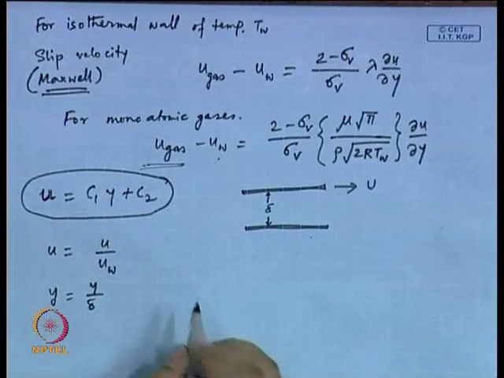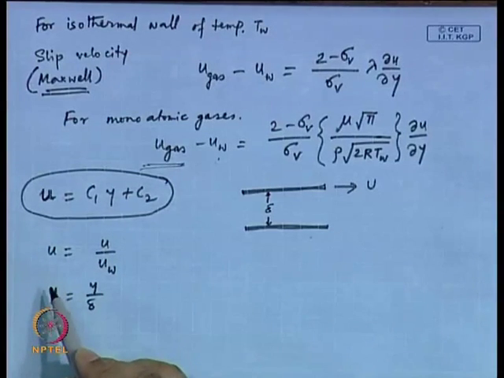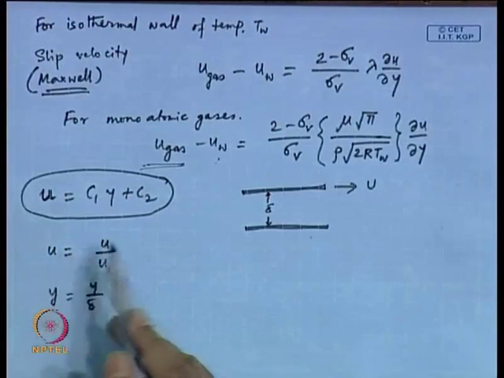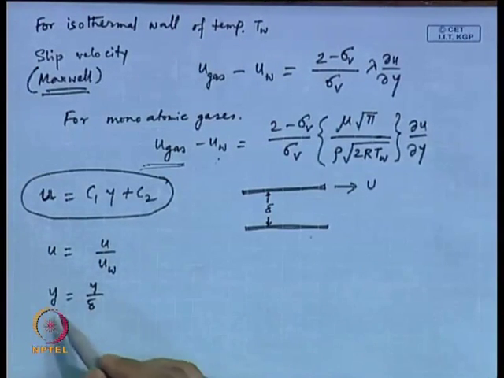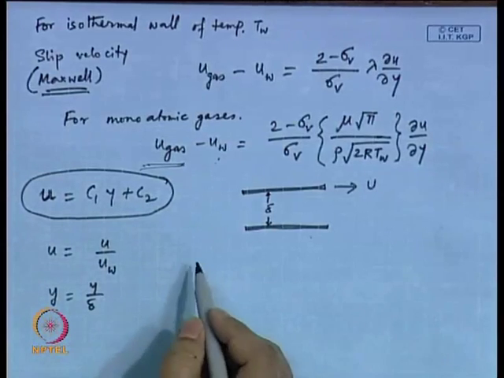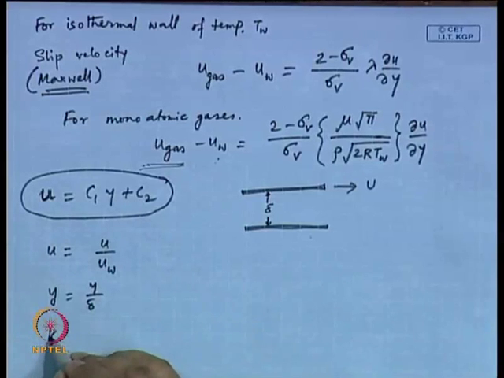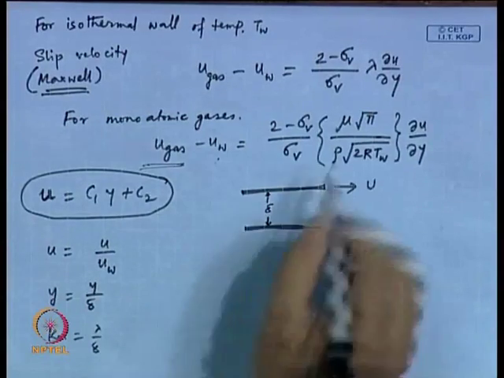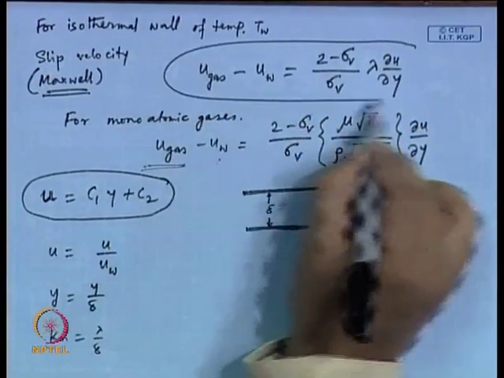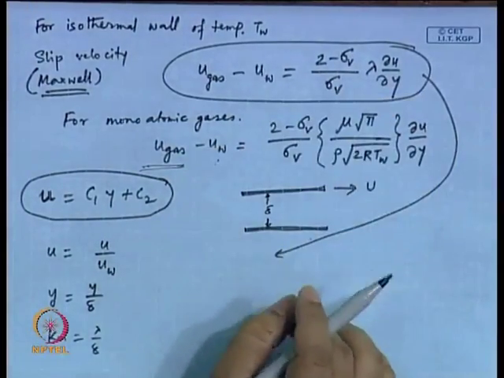So let us write u as u by uw. We should have given some other name, but we are not doing it. I thought we are mature enough to play with this. So y is equal to y by delta. Now, the Knudsen number would be equal to lambda by delta. So if we start from this expression, this is for monatomic gas, we let us write the general one.